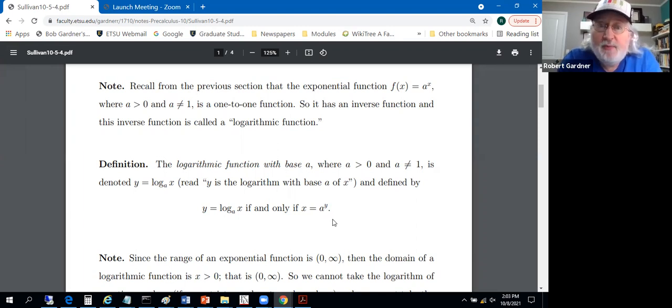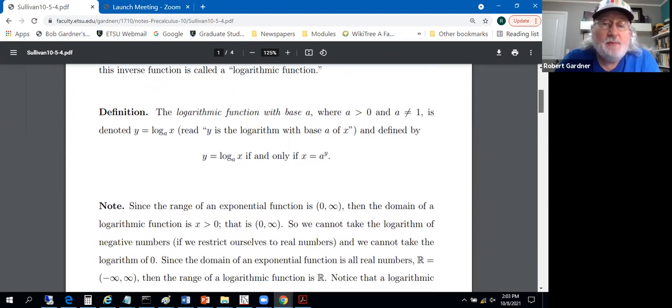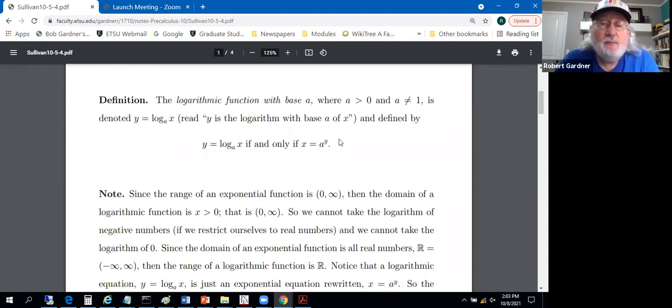Please remember this. This allows you to translate these admittedly kind of weird log statements into not so weird exponential statements. If you can manipulate exponential functions, then you can manipulate logarithm functions, because you can translate one into the other.